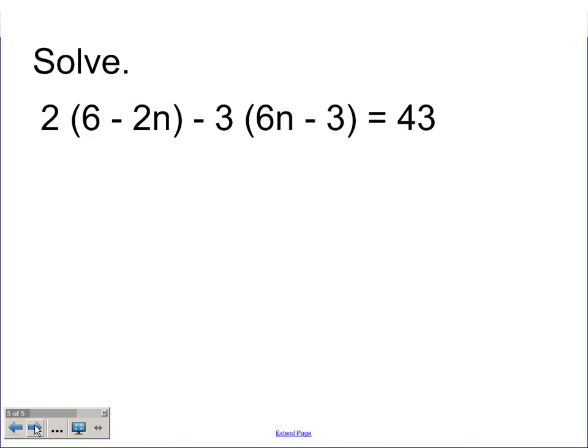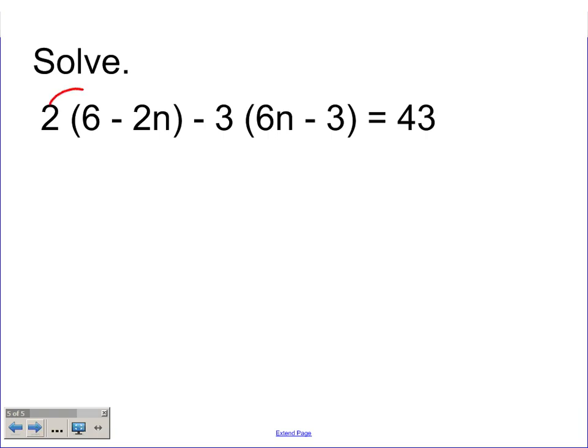And we have another example. This problem on the left is really 2 separate problems, kind of 2 different parts going on. I always want to check to see, can I simplify within parentheses? No, I cannot. I can't put 6 and -2n together. I can't put 6n and -3. So I'm going to distribute.